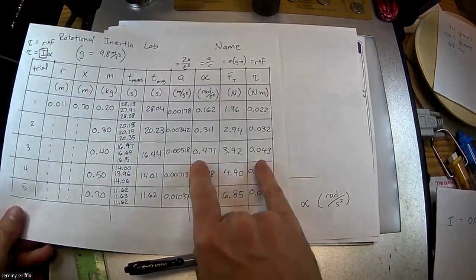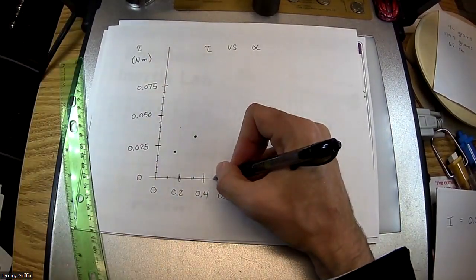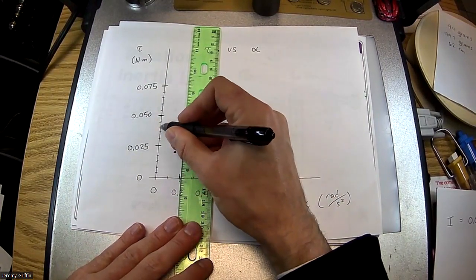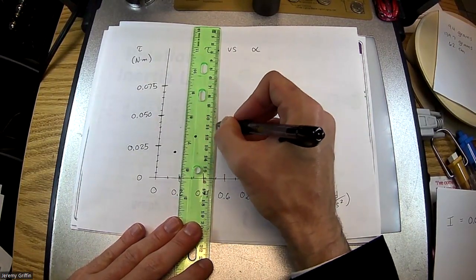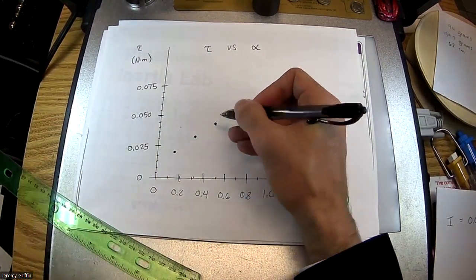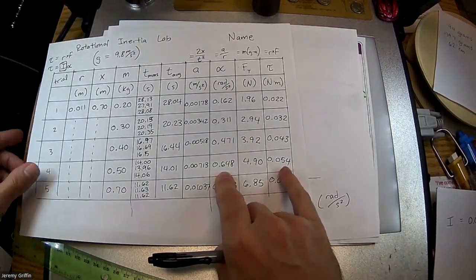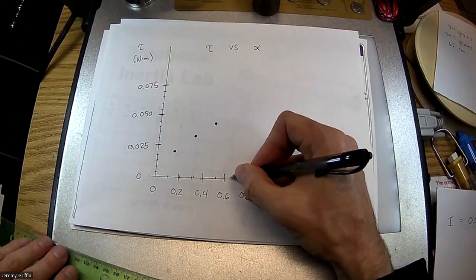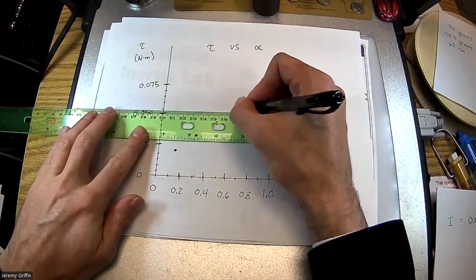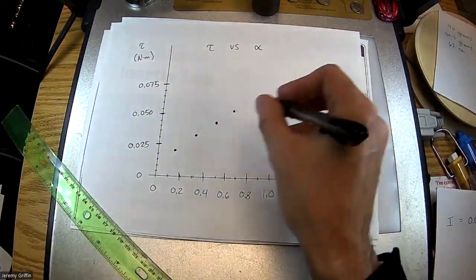Next coordinate, 0.47, 0.043. 43 is right about there. Bam! Fourth point, 0.65 about, 0.054. Bam! Look, these are all lining up in a straight line. See that?